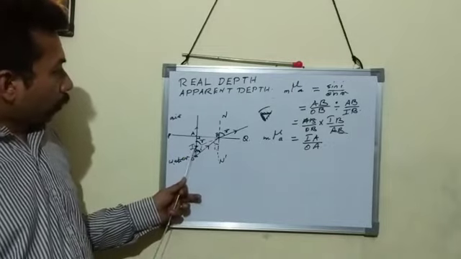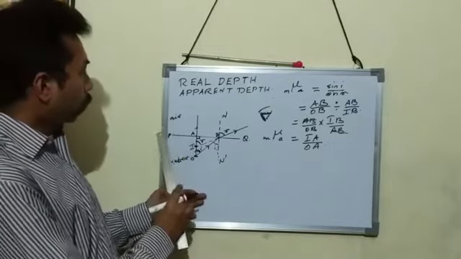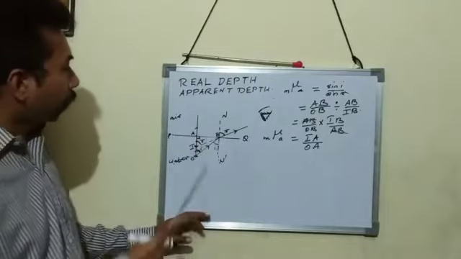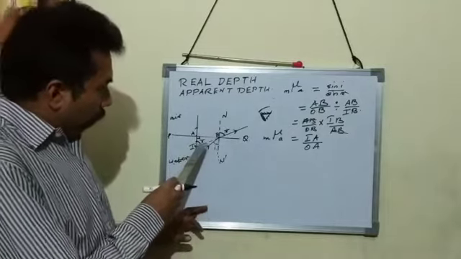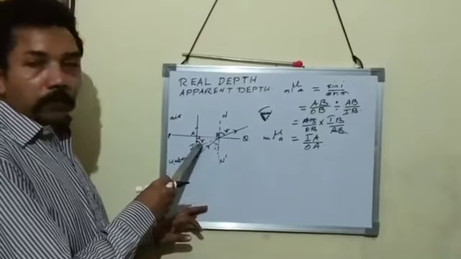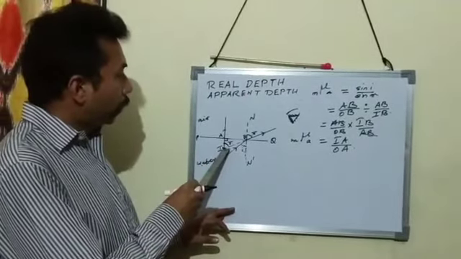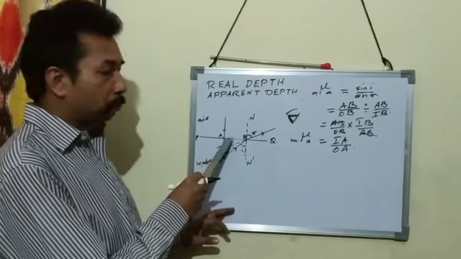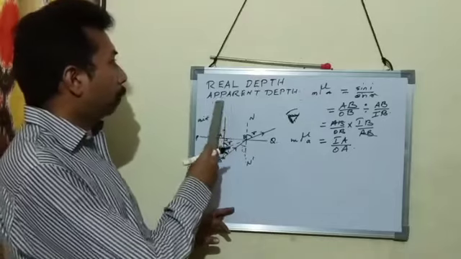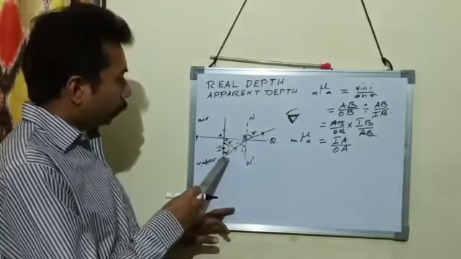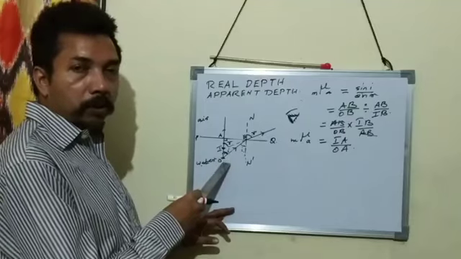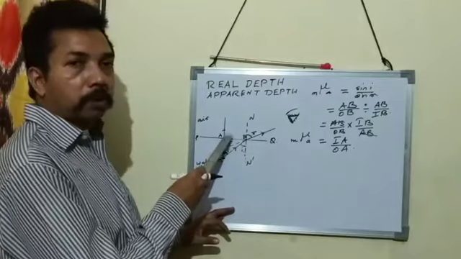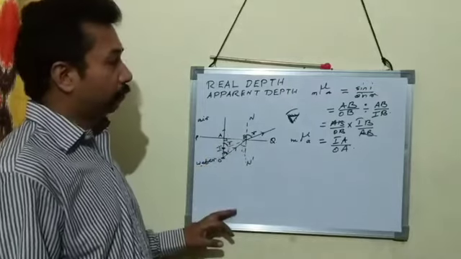Here PQ is the refracting surface. The perpendicular distance from the image to the refracting surface or surface of separation is called apparent depth, and the distance from the object to the refracting surface or surface of separation is called real depth.